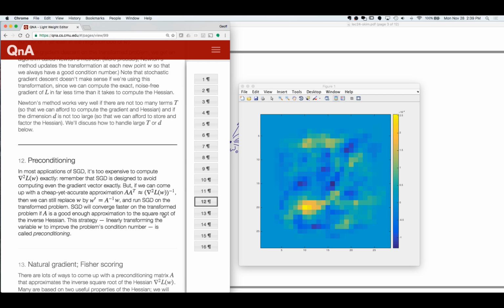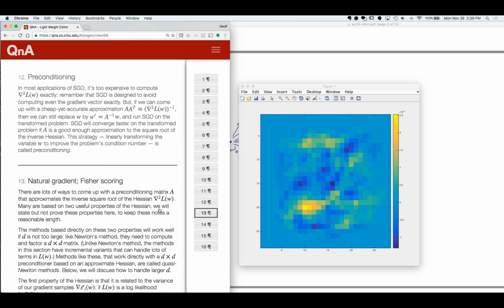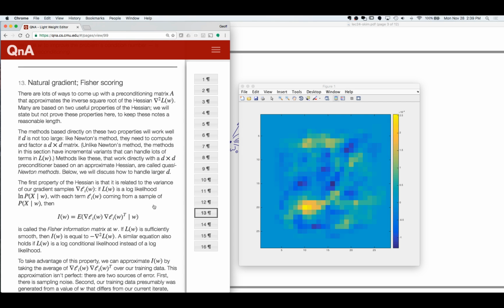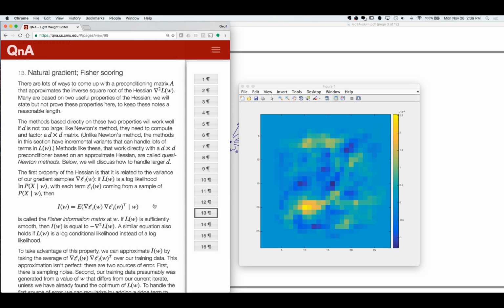So how do we get our preconditioner, our approximate square root of the inverse Hessian? There are, as it turns out, a bunch of ways, because this is an important problem and numerical analysts have been working on it for the last half century at least. But a lot of the popular and effective ones are based on one of two interesting properties of the Hessian.